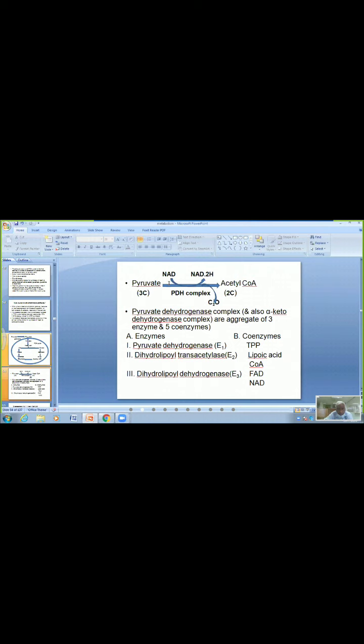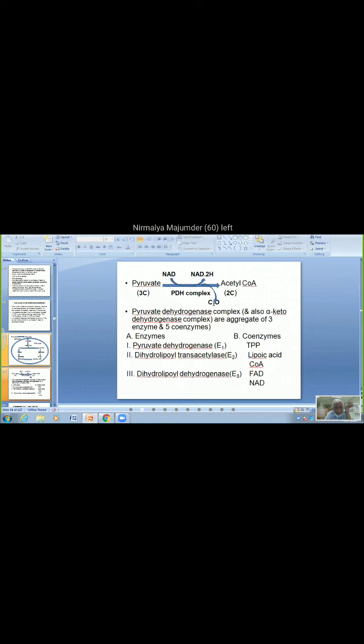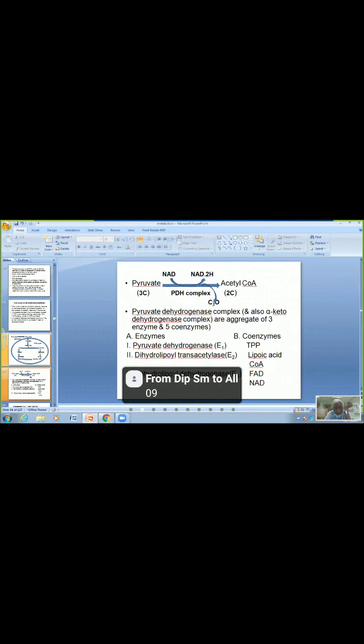This conversion of NAD to NADH is a reduction reaction. This reduction is accompanied by oxidation of pyruvate to acetyl-CoA, also with loss of 1 molecule of carbon used for formation of carbon dioxide. Now, coming to the point: the pyruvate dehydrogenase complex is called a complex because it is an aggregate of 3 enzymes and 5 coenzymes.